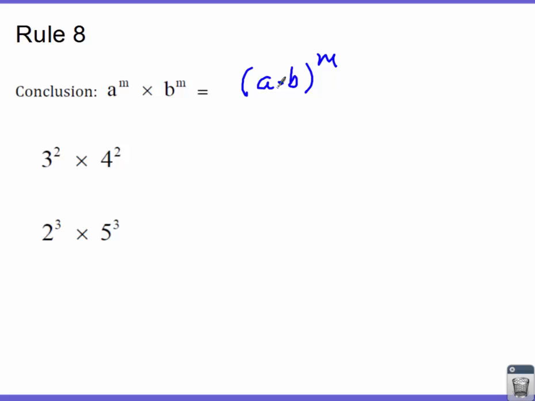So in this one right here, what we're going to do is take our bases and multiply those together. 3 times 4 is 12, and then we raise that to the second power. And in this one we'll do 2 times 5, which is 10, and then we'll raise that to the third power. Now those are all of our exponent rules, so let's go over them one more time real quick.